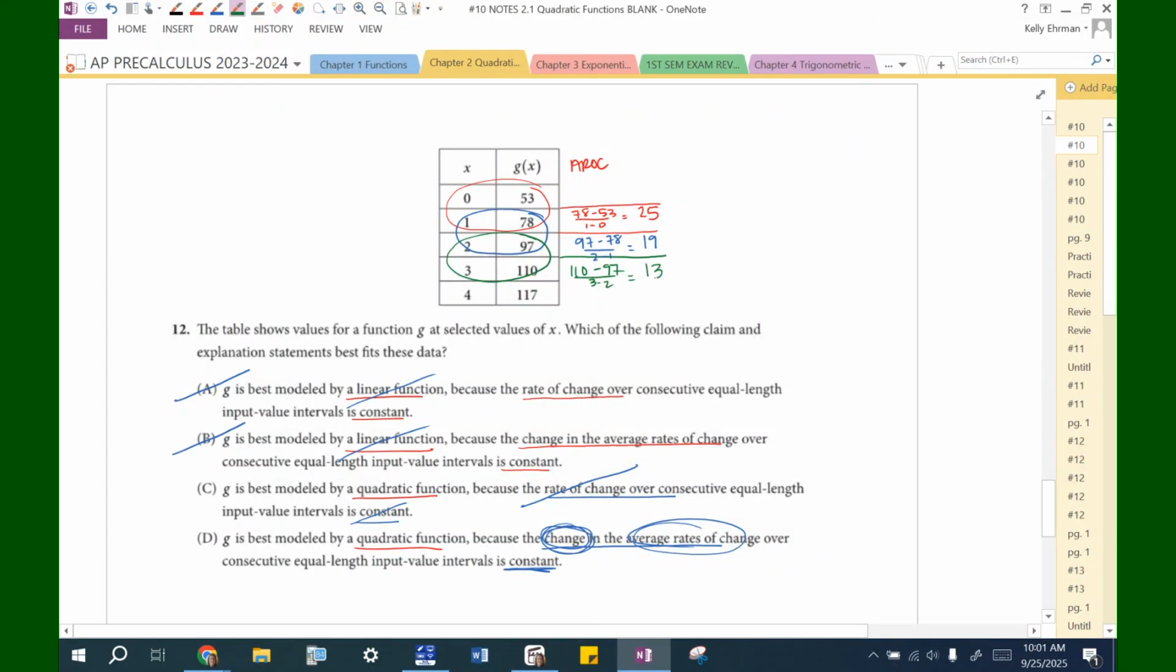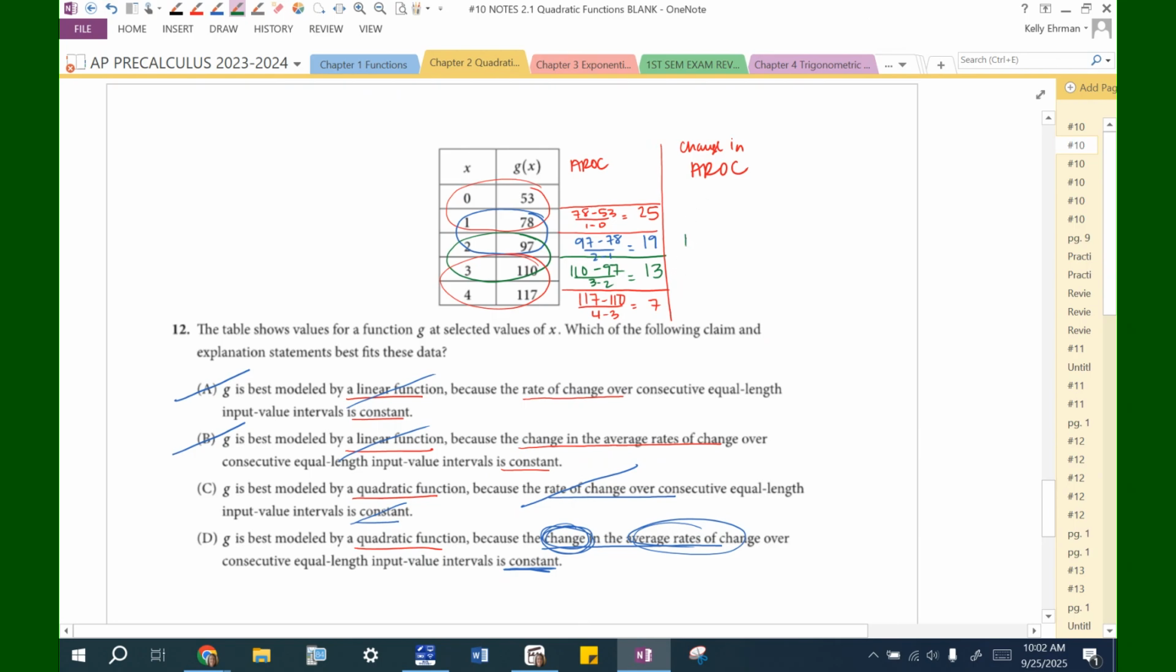That's 13. Last one. Slope between points 3 and 4 is 117 minus 110 over 4 minus 3. That's 7. The rate of change is definitely not constant. What's the change in the rate of change? That's just saying find the change from 25 to 19. What's the change from 19 to 13? What is it from 13 to 17?